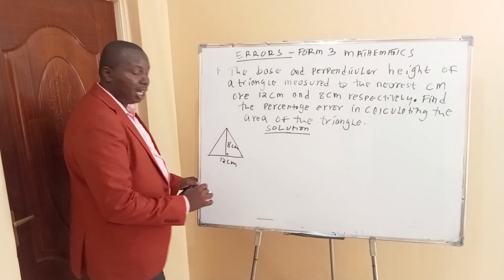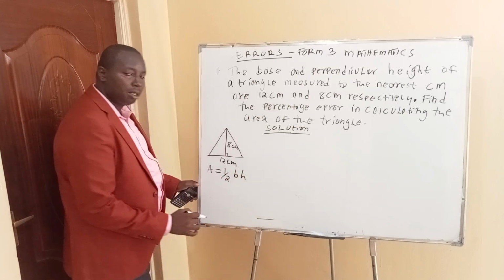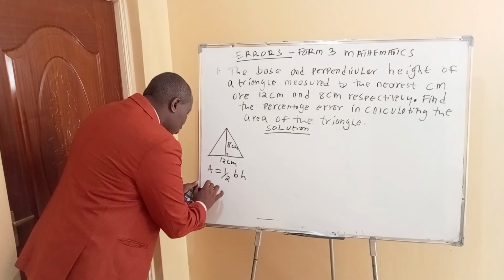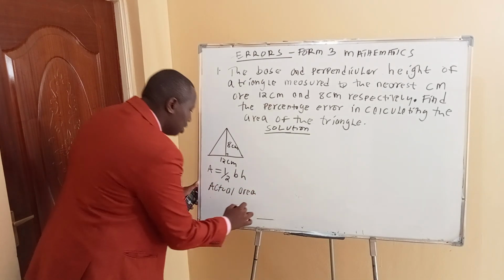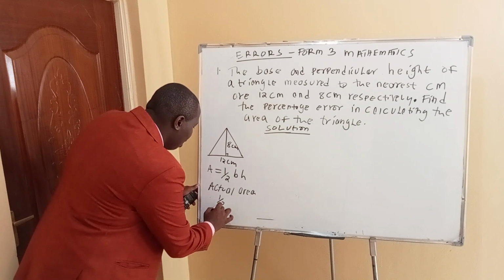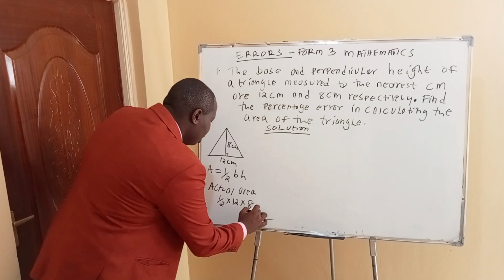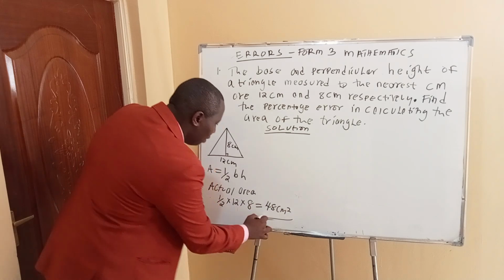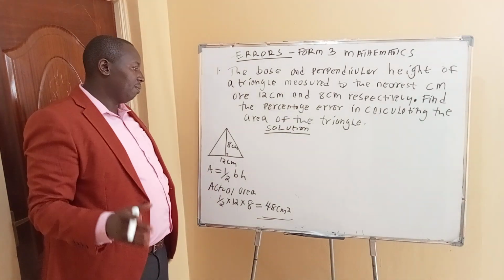So how do you find the area of a triangle? Area of a triangle is got by a half base times height. So find the actual area. Actual area of this triangle will be given as a half times base 12 times the height 8. This is equal to 48 centimeters squared. That is the actual area. That's step number 1.